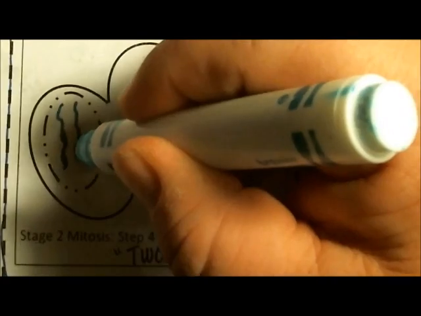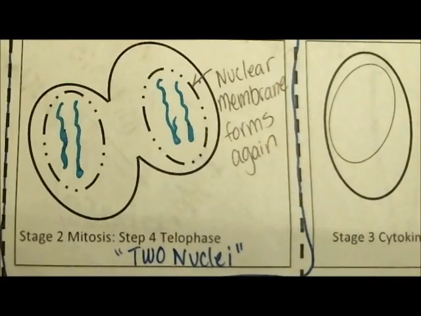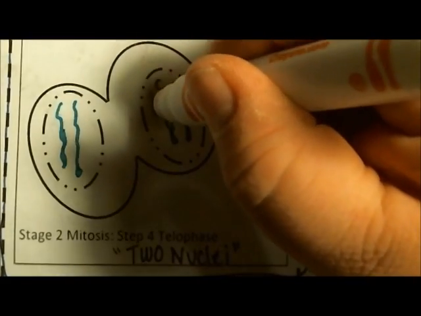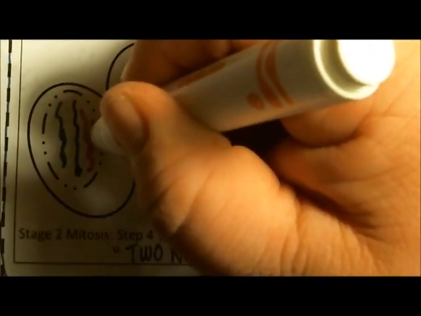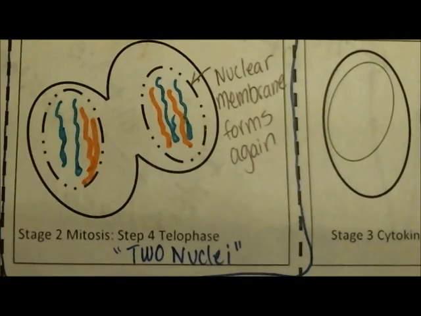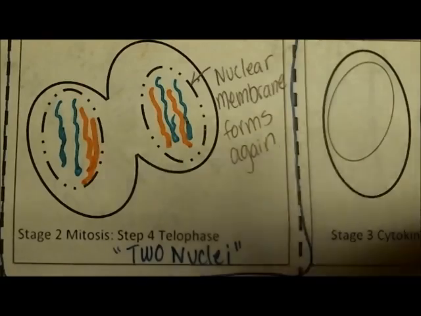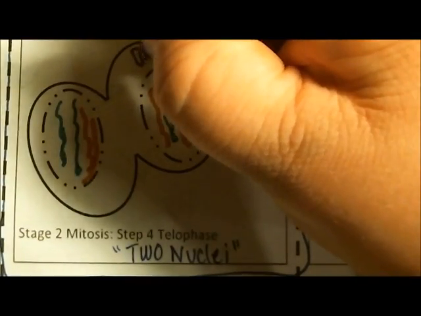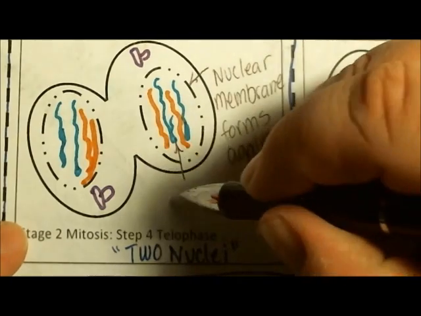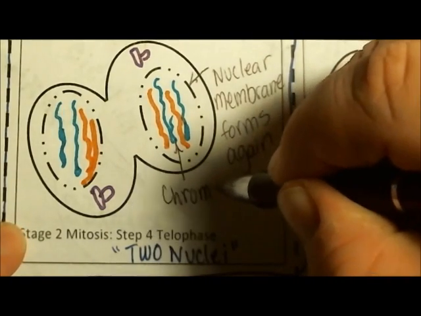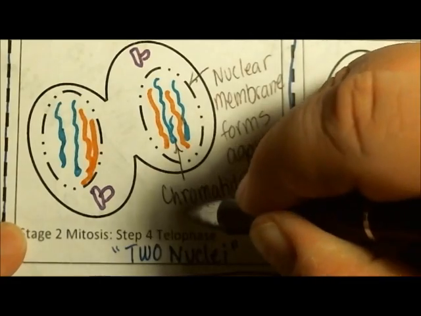Inside those new nuclei. And our centrioles are just kind of hanging out now. Their job's done for a while. They're just floating out there in the cytoplasm. So chromatids stretch out.